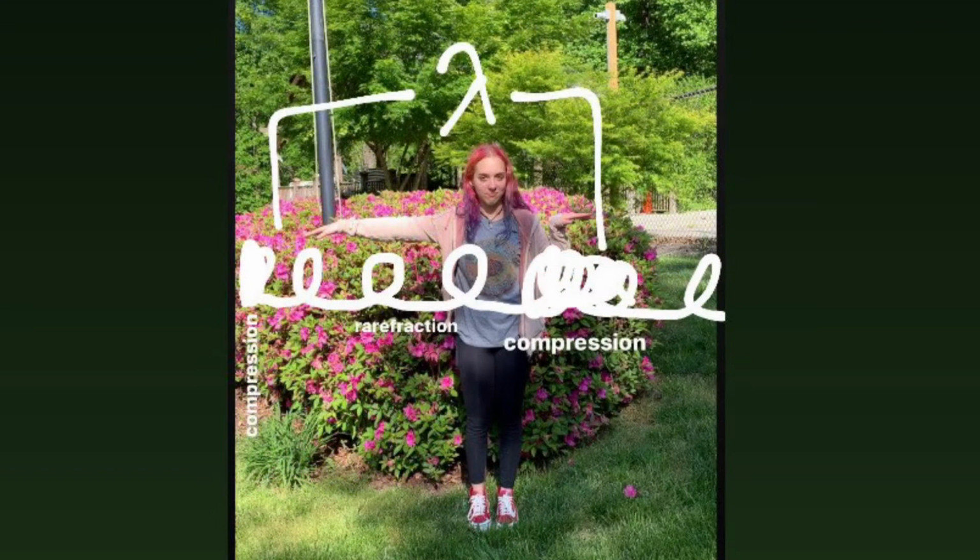This is a longitudinal wave. The wavelength is now the distance between two compressions, or bunches, in the wave as labeled. The spaced out sections of the wave are called rarefactions.